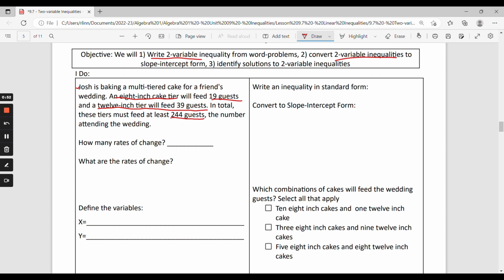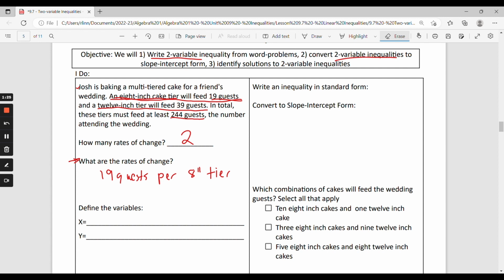So, my first question is asking me how many rates of change. And I can see that there are two different rates of change, and let's go ahead and identify those because that's what our second one is asking us to do. What are those rates of change? So my first rate of change is an 8-inch cake tier will feed 19 guests. So our first one is 19 guests per 8-inch tier.